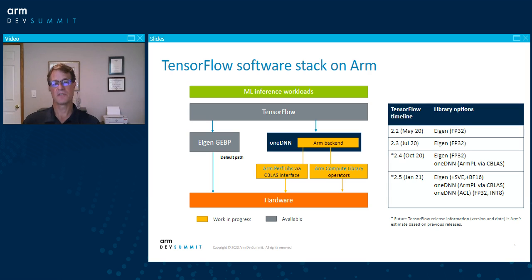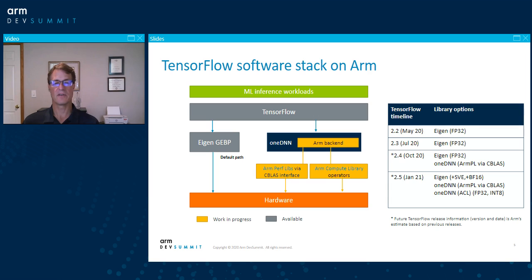So here's a diagram of the TensorFlow software stack on ARM. You can see there's a couple different paths through it and ways it can be configured for ML inference. The first one is with Eigen. This is the default path. If you just build TensorFlow, most likely what you'll have is the Eigen implementation.